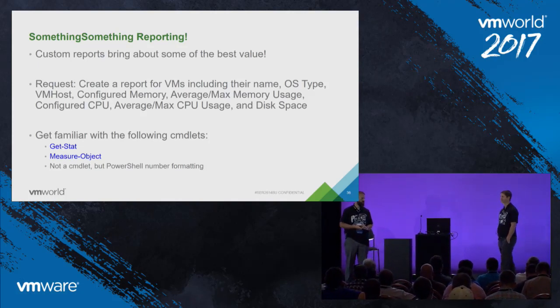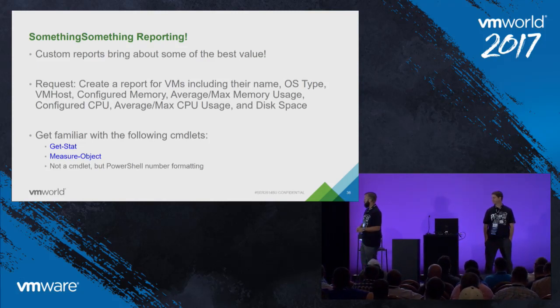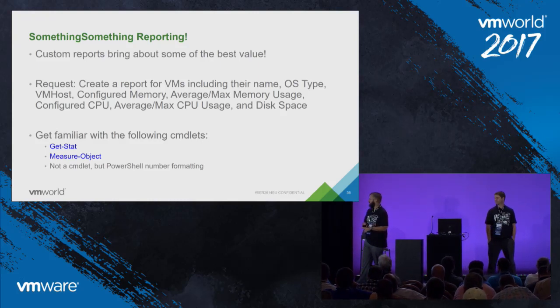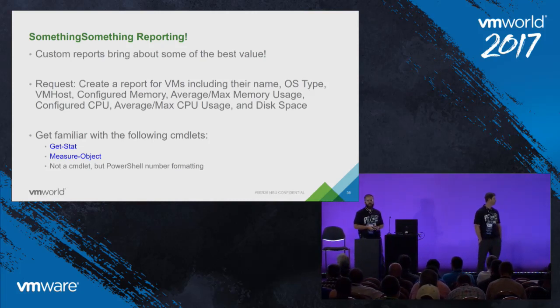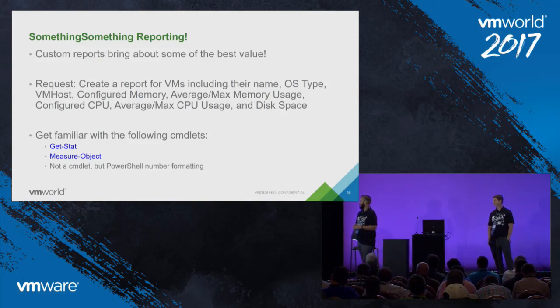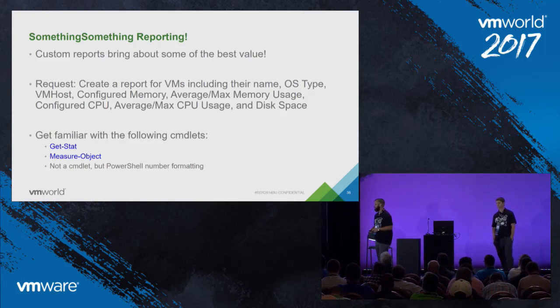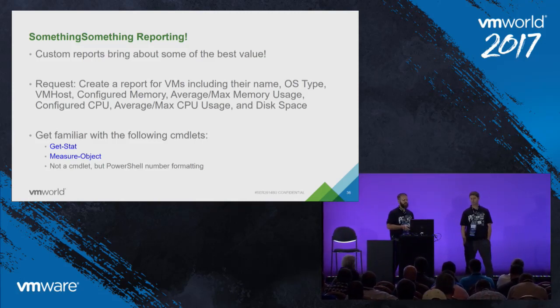something like a remove. So in this case, we've been asked to create kind of like a performance report where we're being asked for the VM name, we're being asked for the OS type, and some other areas about the performance of the VM, like the memory, CPU, and the disk space being used. So we're going to combine this with some PowerShell functionalities. So, once we get back that information, we can perform calculations and things of that nature. So we have to get familiar with Get-Stat, Measure-Object, and just overall the formatting of the way that PowerShell handles numbers.